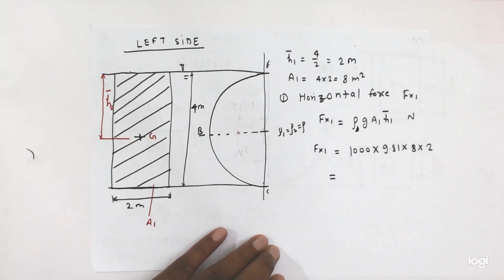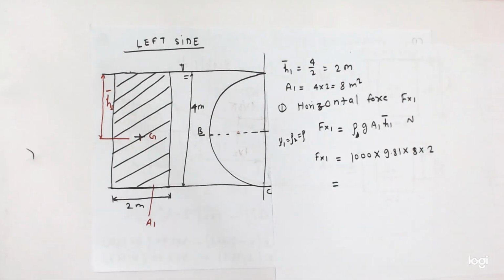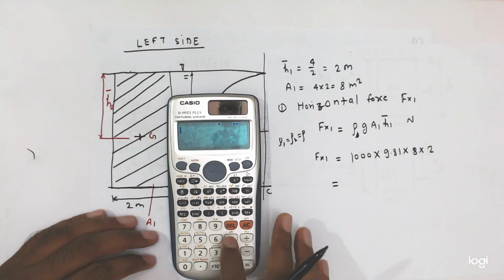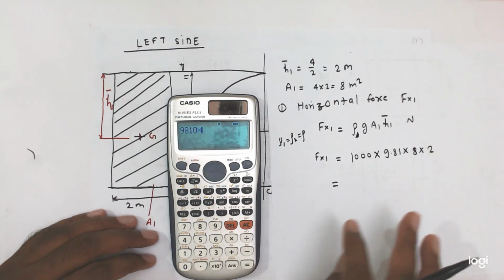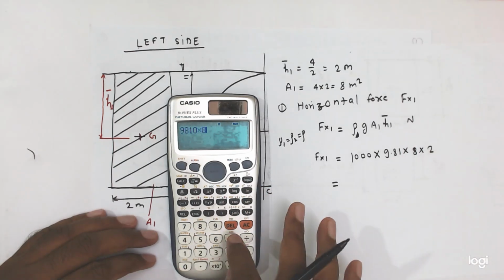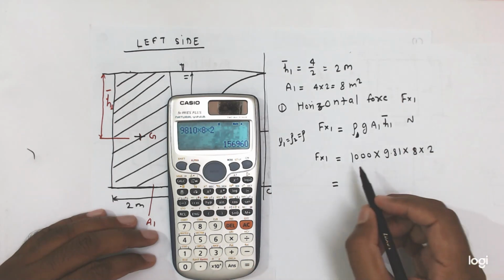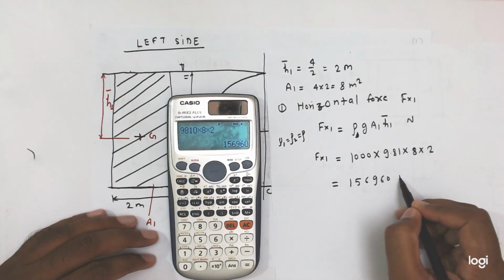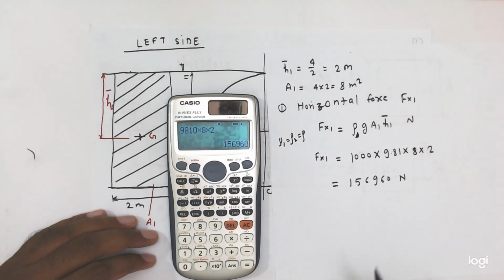So how much it will come? We will calculate this: 1000 into 9.81 is equal to what? 9810. 9810 into 8 into 2. How much? It will come 156,960 Newton. Okay, friends.